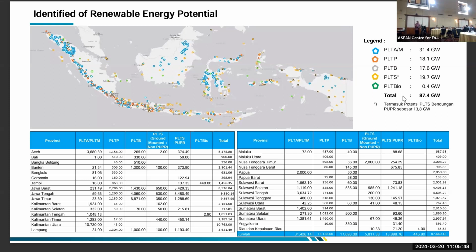So in total, the identified renewable energy potential in Indonesia is about 87.4 gigawatts. This is the breakdown, and you can see it based on each province around Indonesia.